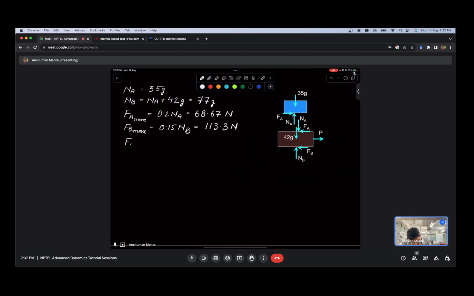Now Fa kinetic is equal to 0.15 Na, which comes out to be 51.5 Newton. Fbk is equal to 0.1 Nb.